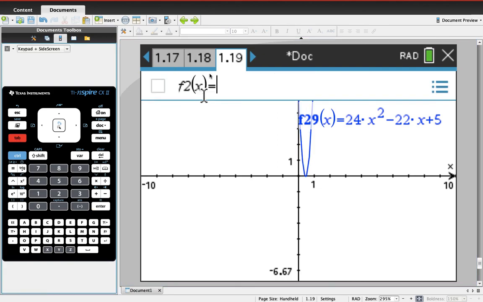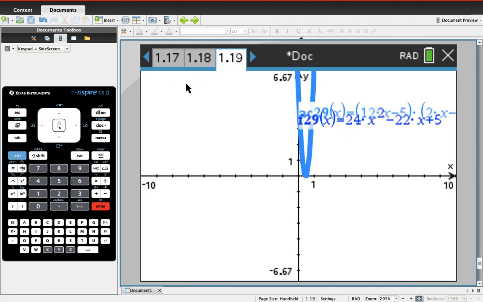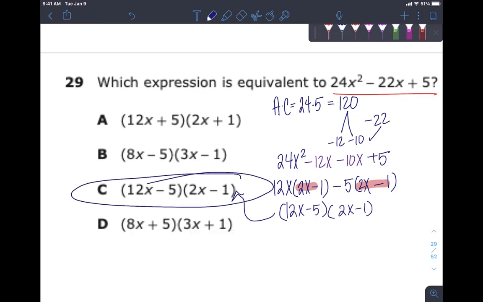Let me go ahead and add another graph. I'm going to call this one answer choice C for number 29. And I'm going to put 12x minus 5, 2x minus 1. And look at that, it lays directly on top of there. So we did our math correctly. The correct answer is most certainly answer choice C. Okay, so let us keep on going.